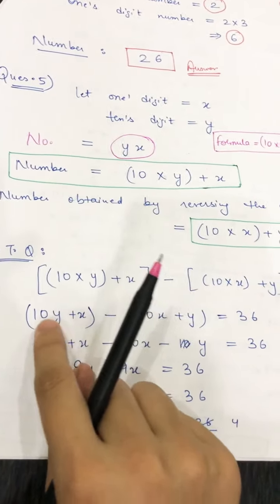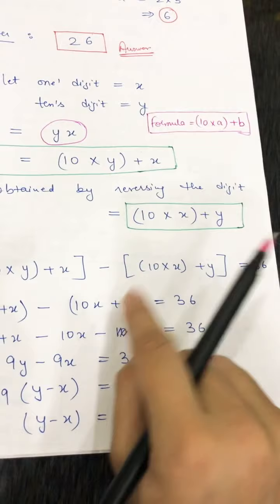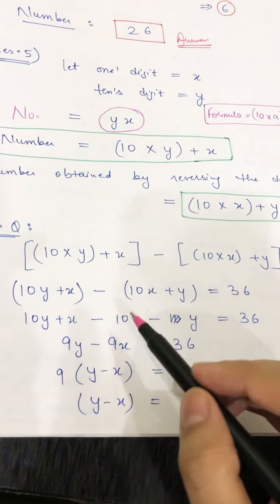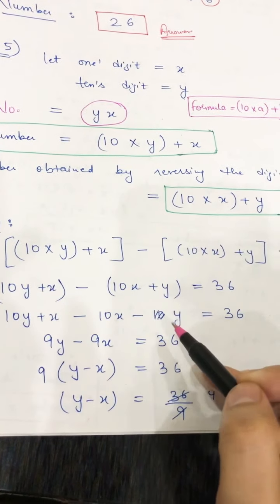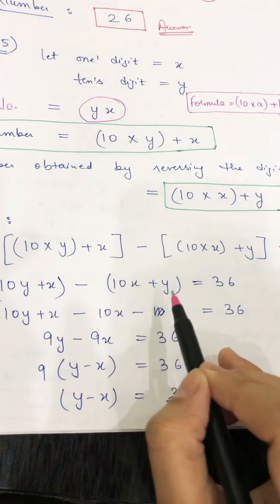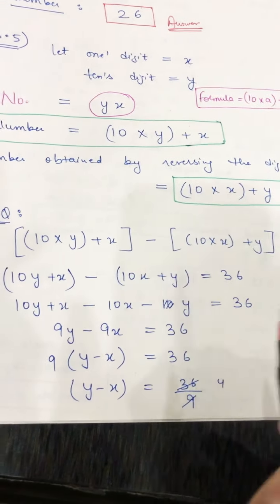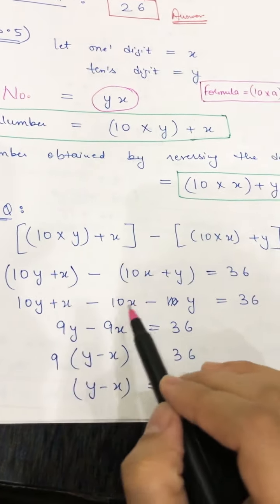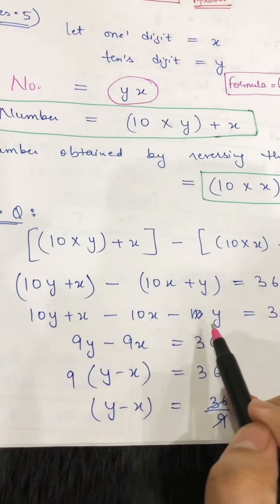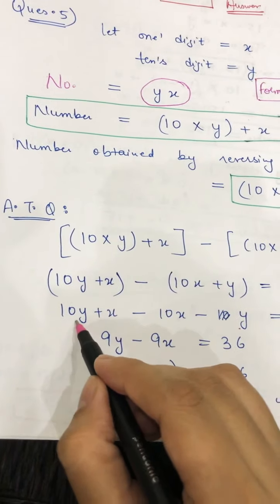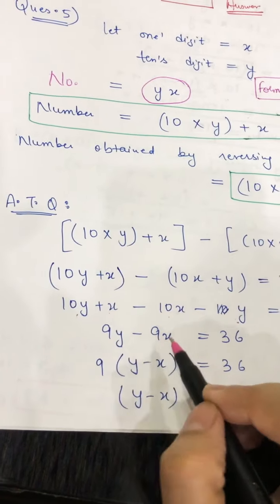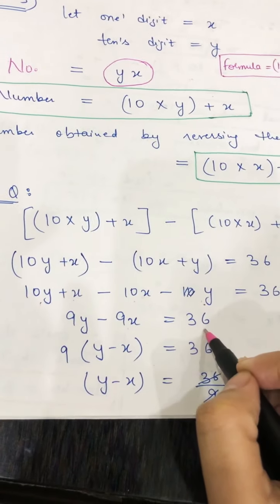Okay, write down the value: 10y plus x minus (10x plus y) equal to 36. 10y plus x minus 10x minus y. When you open the bracket, you have to write the minus sign with both the values. It is equal to 36. Now 10y plus x minus 10x minus y equal to 36. 10y and minus y is 9y. Minus 10x plus x is minus 9x. It is equal to 36.